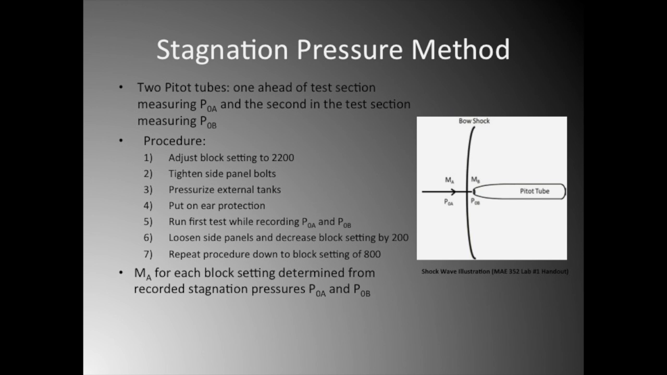The Mach number MA for each block setting can be determined from the recorded stagnation pressures P0 A and P0 B.